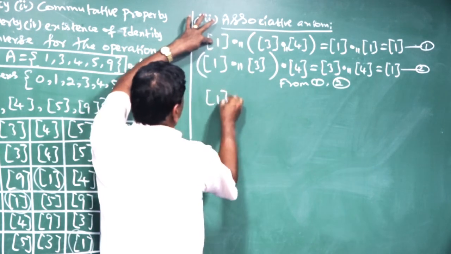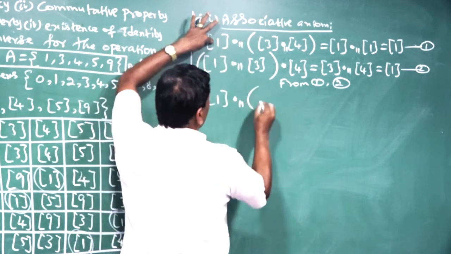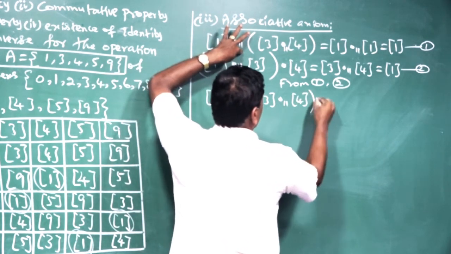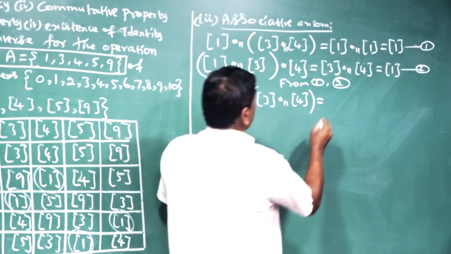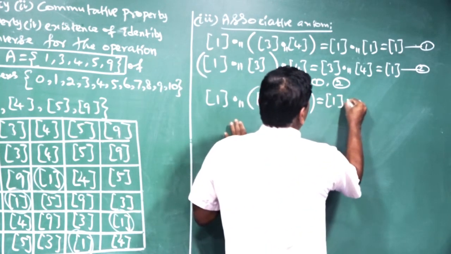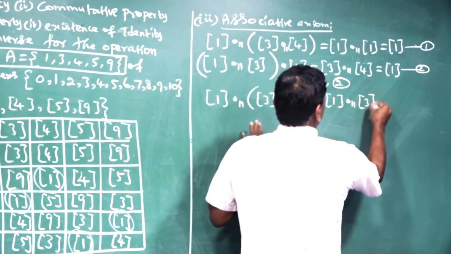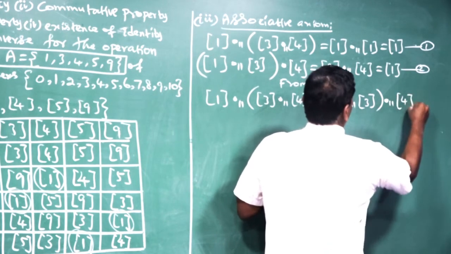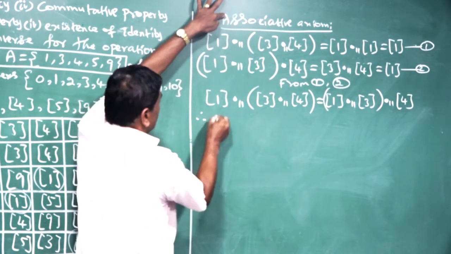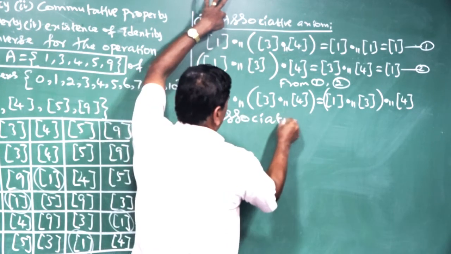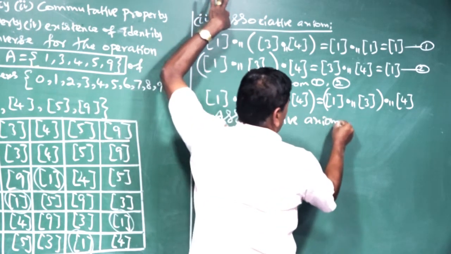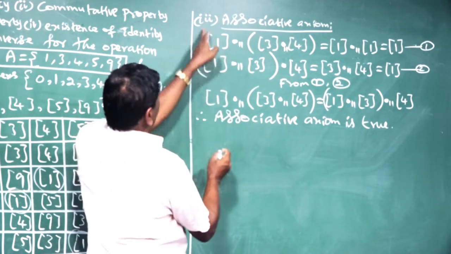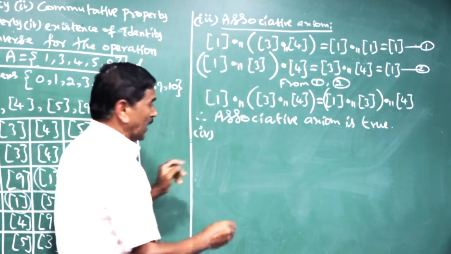Therefore 1 multiplication modulo 11 bracket 3 multiplication modulo 11 4 is equal to, change the bracket. Change the bracket means 1 multiplication modulo 11 3 bracket, multiplication modulo 11 4. Therefore associative axiom is true. Okay, next step, which is after fourth subdivision, that is identity axiom.